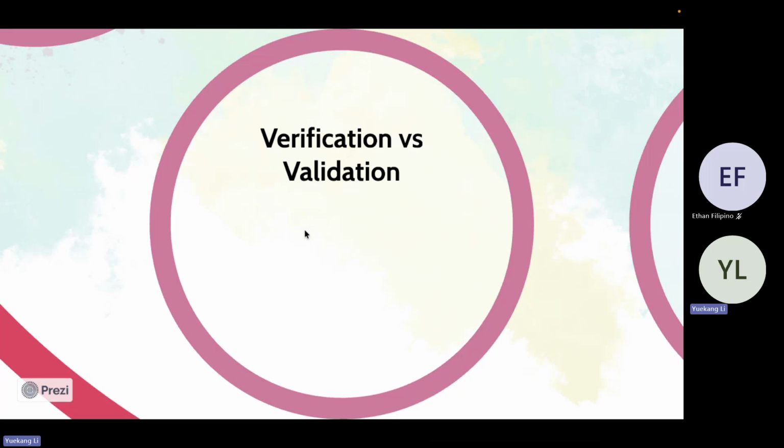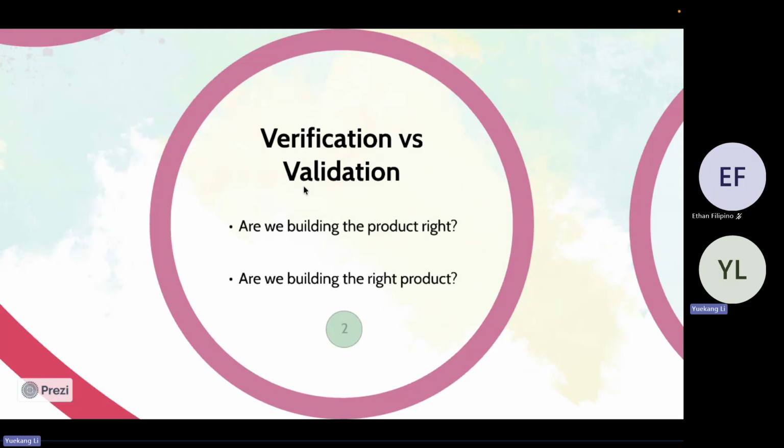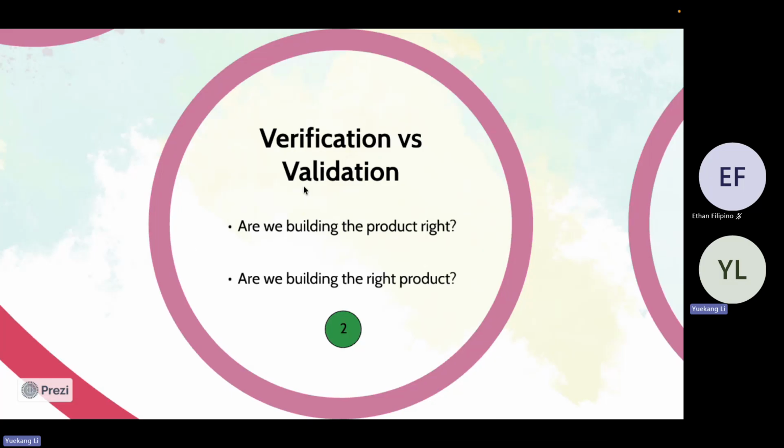Then we also learned verification and validation. In short, verification is about: are we building the product right? So it's more about the process of building the product. Validation is: are we building the right product, which is more about whether the final product meets the needs of the customers. We know that software testing is considered a validation technique. For this, you also need to be able to explain the differences between verification and validation.